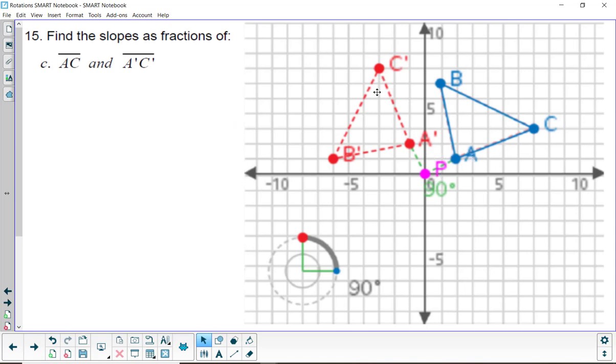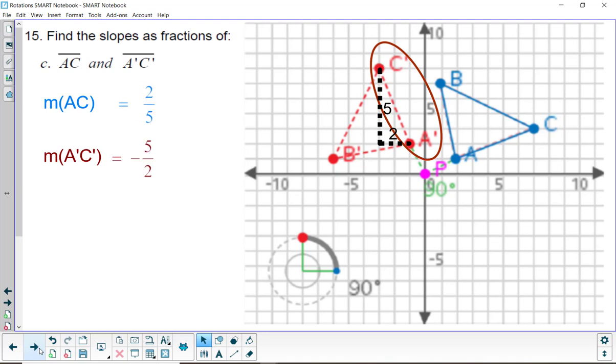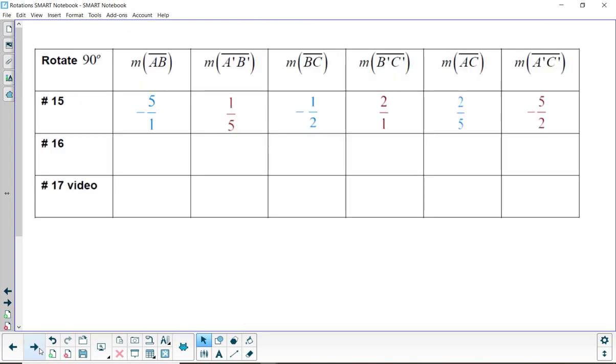And the third sides, AC and A prime, C prime. AC is right there, sloping uphill, so it'll have a positive slope of 2/5. And A prime C prime is slanting downhill, slope of -5/2. So we're going to go ahead and put those into the table too. And I'm going to pause just this for a second.